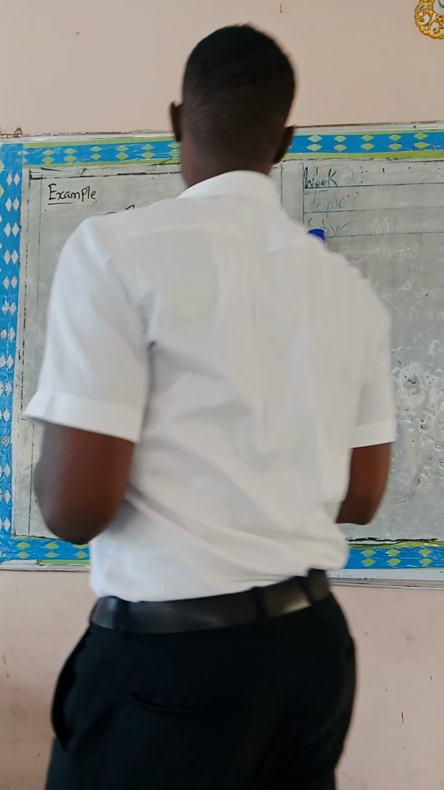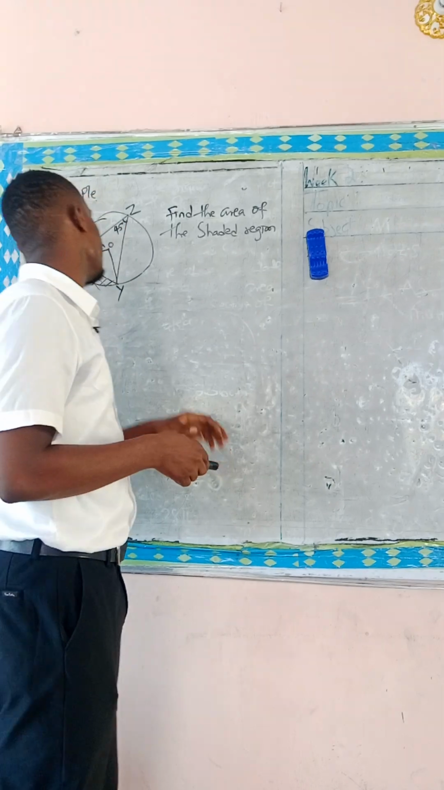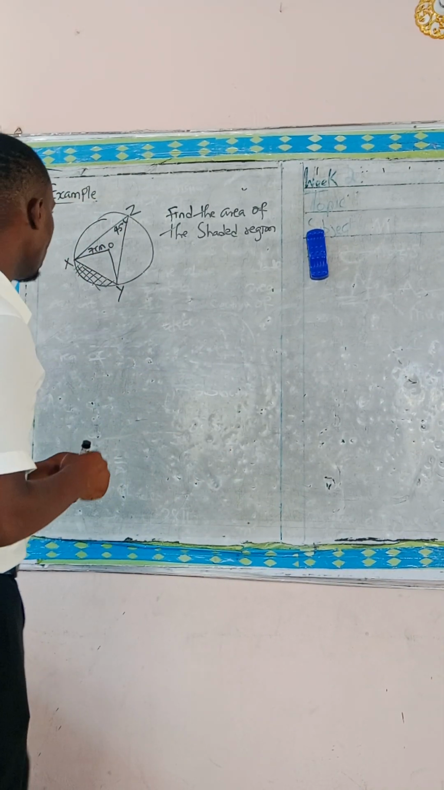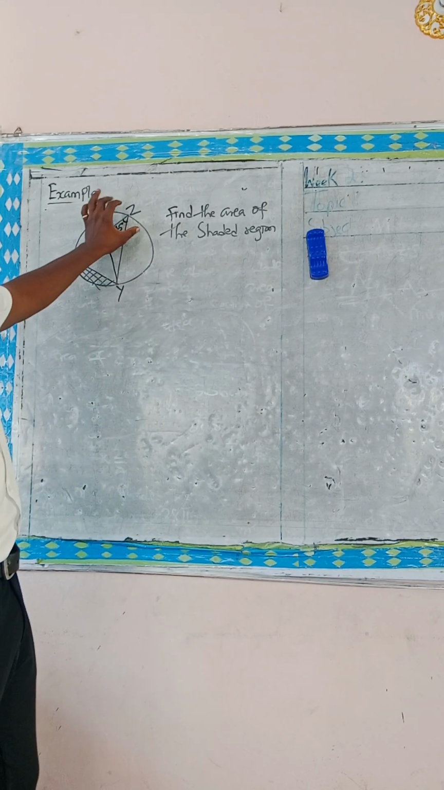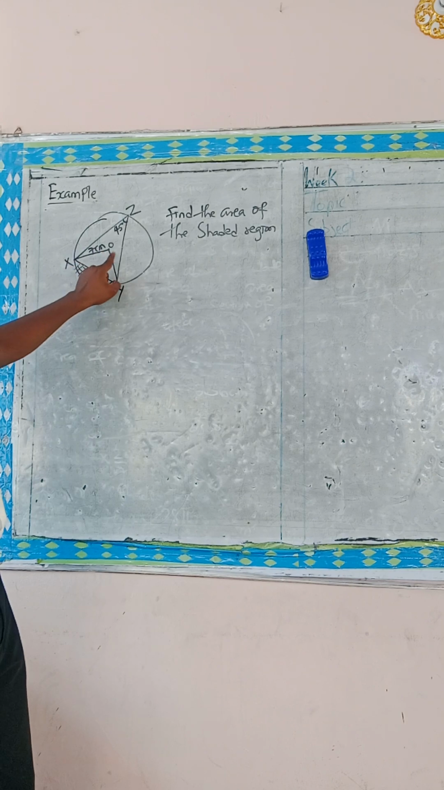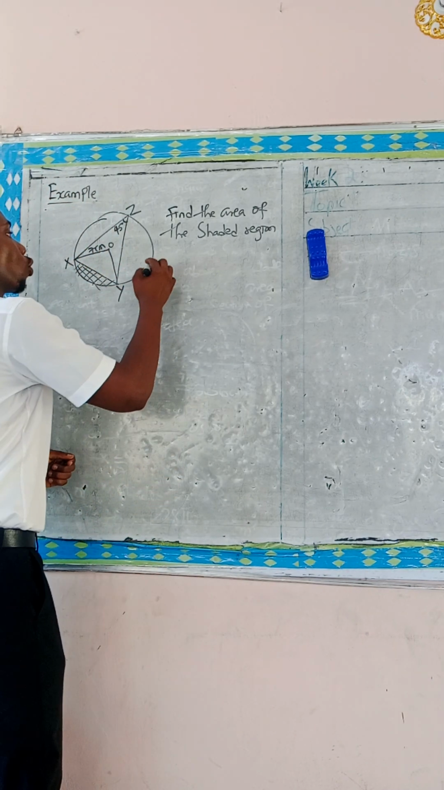Now let's look at this question. They said find the area of the shaded region. So we are still looking at the area of what? The segment. But when a question like this is given, they are giving you the angle subtended at what? The circumference, not the angle subtended at the circle. Please, you have to be careful when solving such questions.